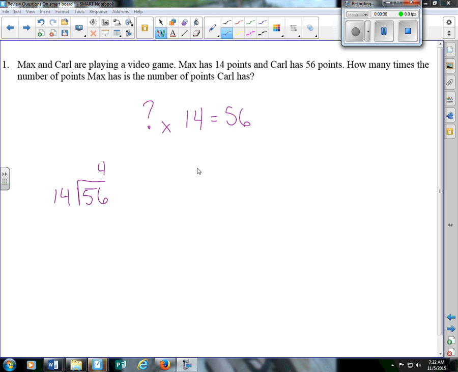So how many times the number of points Max has is the number of points Carl has? It's 14 times 4, and that does equal 56. So it's 4 times.